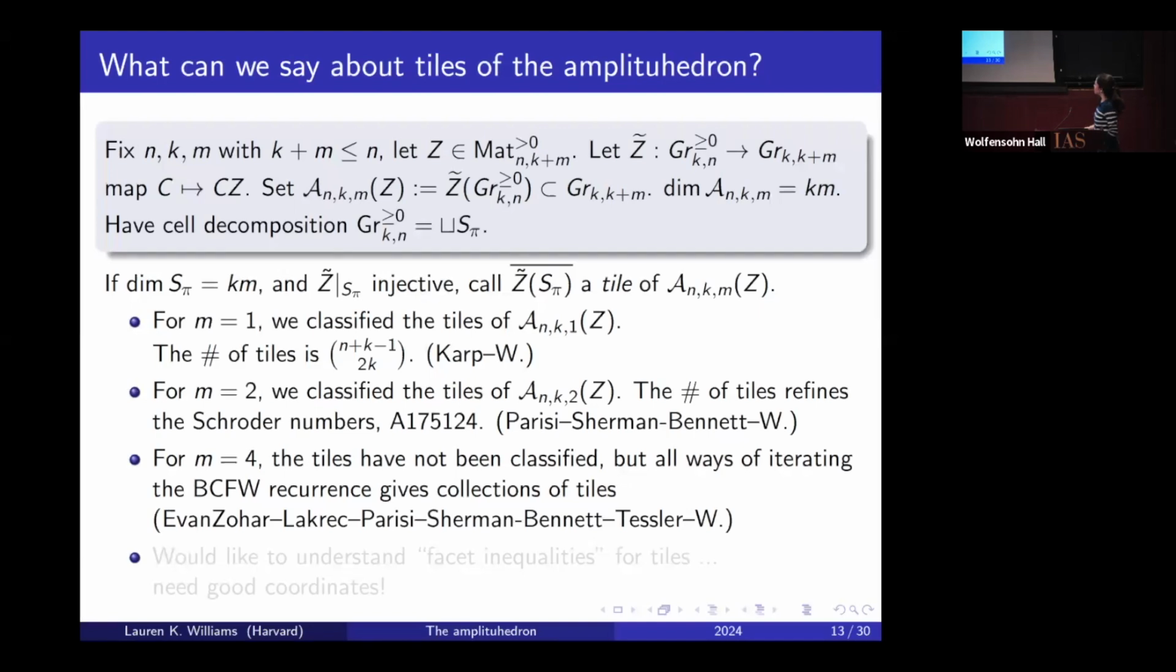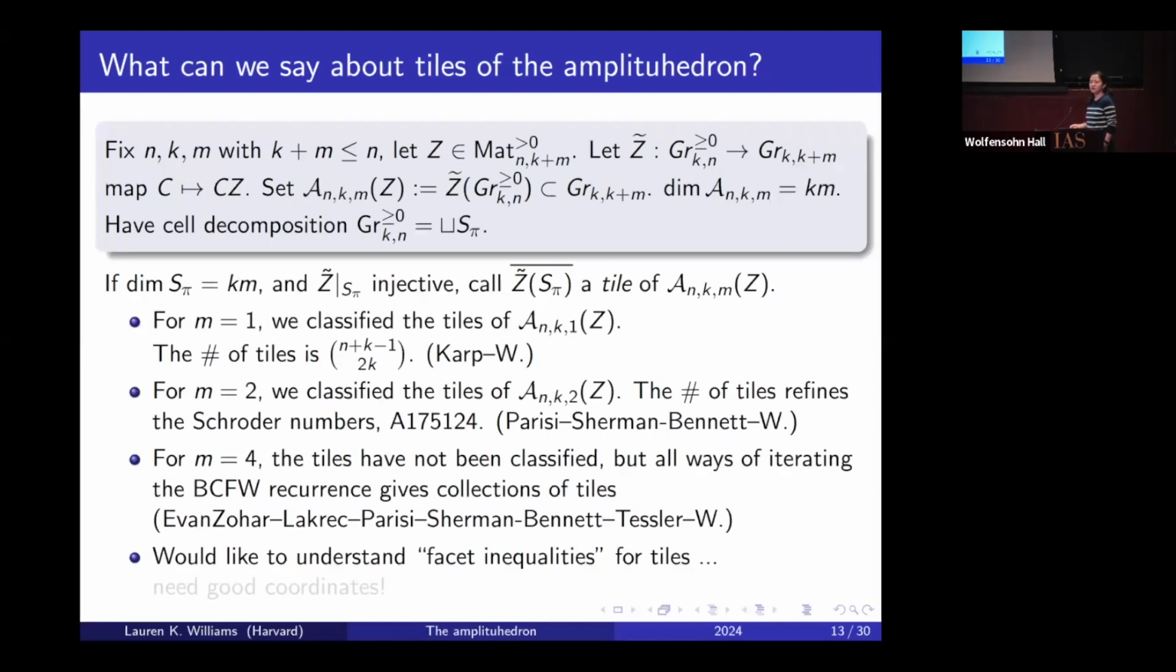For m equals 4, we do not know a classification of tiles, but we know a lot of them. And in particular, all ways of iterating the BCFW recurrence give collections of tiles. Okay, so now one thing that we would really like to understand is how to cut tiles out of the amplituhedron. So we want to understand something like facet inequalities.